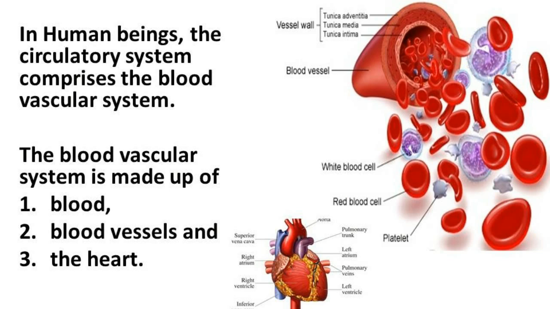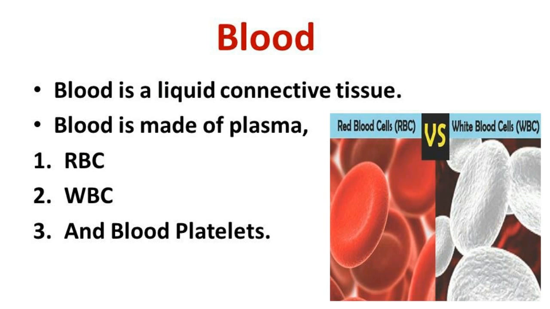In human beings, the circulatory system comprises the blood vascular system. The blood vascular system is made up of three parts. One is blood, the second is blood vessels, and the third is the heart. Now let's see the blood types.